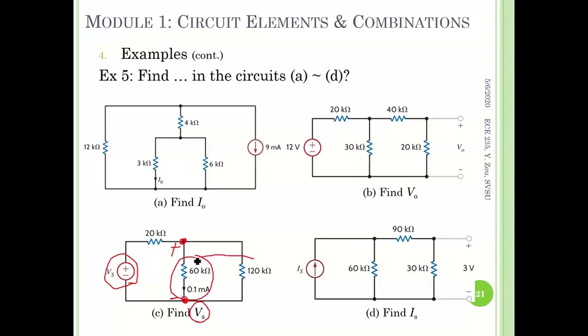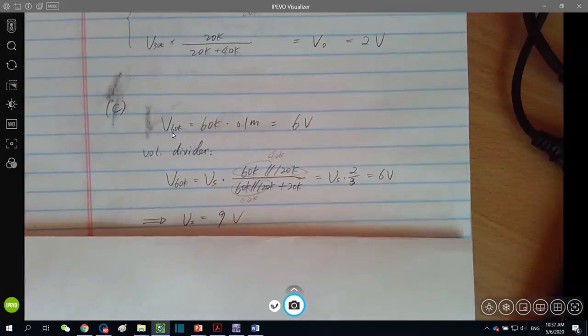So pretty much if you combine 60K and the 120K, you can see their combination is in series with this 20K here, becoming a single loop circuit for you to write the voltage divider equation. And then the voltage here could be found by that, and it equals the voltage across 60K. And 60K voltage equals the current times resistance based on Ohm's law. So following this idea, the 6K ohm voltage equals resistance times the current, equals 6 volts.